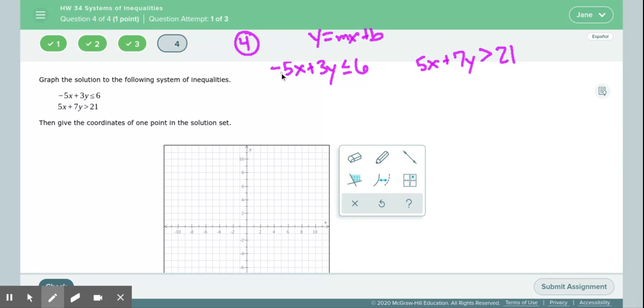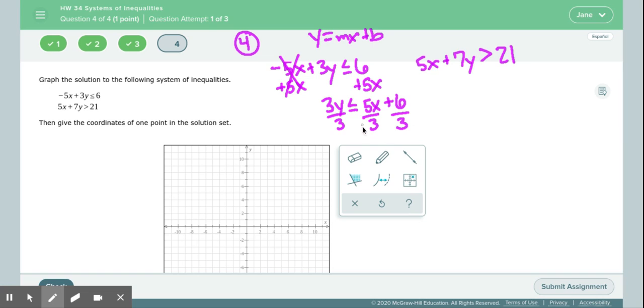So the first thing we should do is move the minus 5x to the other side. The opposite of a minus 5x would be to plus 5x on both sides. Minus 5x plus 5x cancels out. That leaves me with 3y is less than or equal to 5x, and then the 6 is positive, so I'll put plus 6. Then y is being multiplied by 3, so the opposite of multiply is divide. I'm going to divide everything by 3.